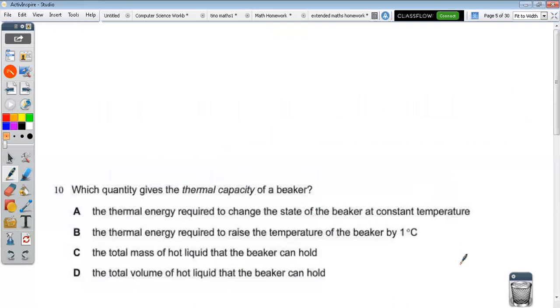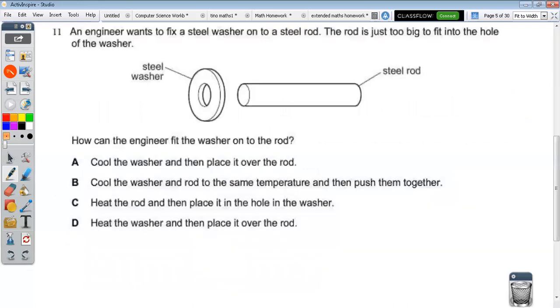Physics we apply. We have learned this, yeah? They repeated that. Now let's see what you think. An engineer wants to fix a steel washer onto a steel rod. So same material. The rod is just too big to fit into the hole of the washer. How can the engineer fit the washer onto the rod?